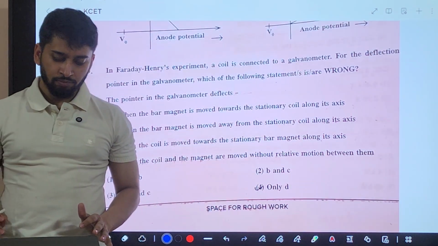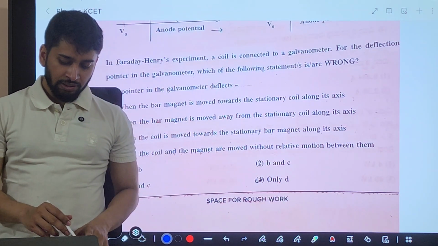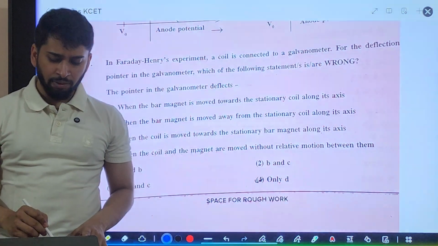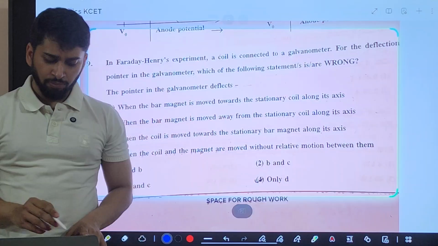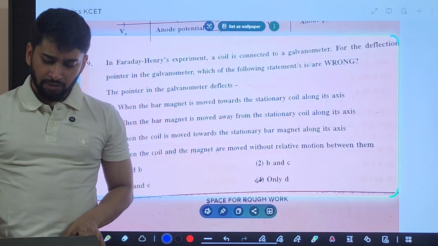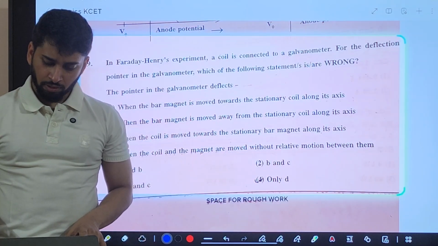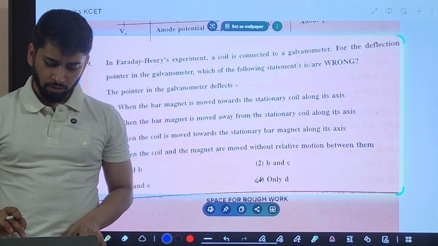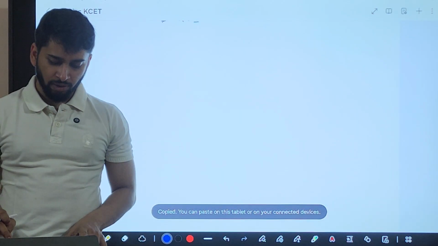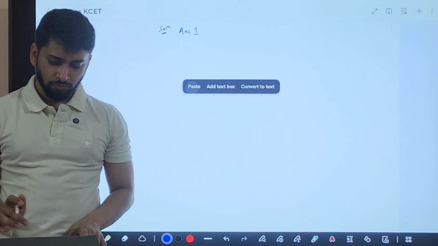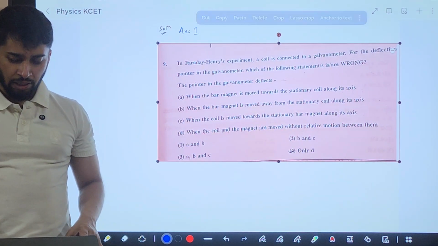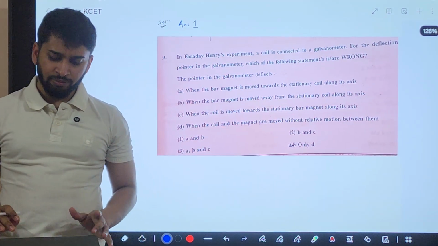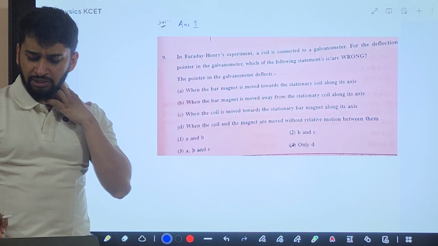8th one done. 9th one. What does the 9th one say? In Faraday-Henry experiment, a coil is connected to a galvanometer. For the deflection pointer in the galvanometer, which of the following statements is wrong?